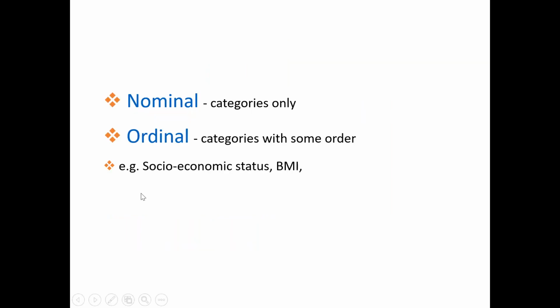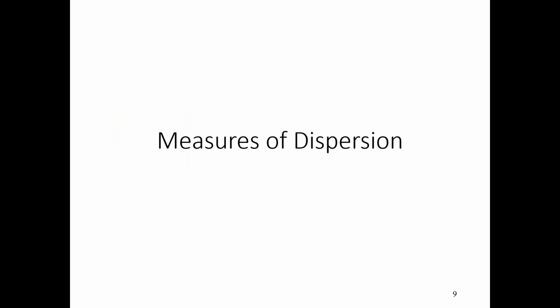Again, just to re-emphasize, nominal is for the categories, and ordinal is categories with some order. For example, BMI starting from the minimum to the maximum: underweight, then normal weight, then pre-obese, obese, then morbidly obese. All those different categories are there. So this is all about the data.